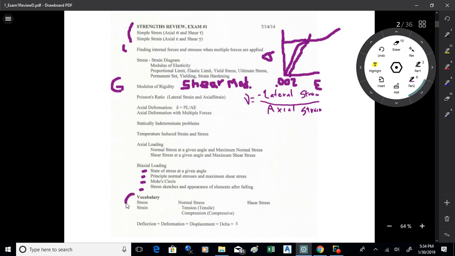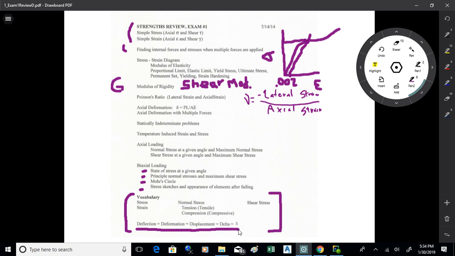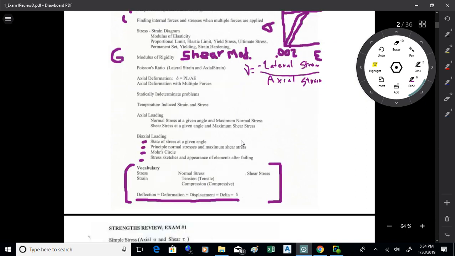Okay, some of the vocabulary you might run into is shown down here. One thing to keep in mind is there are a lot of words that represent delta. Delta is the deflection, deformation, and displacement. The way I remember that is all of those words begin with the letter D, and delta is the Greek letter D, so that's how I keep that in mind. So that's a bit of a run-through of the topics that could be on the test.